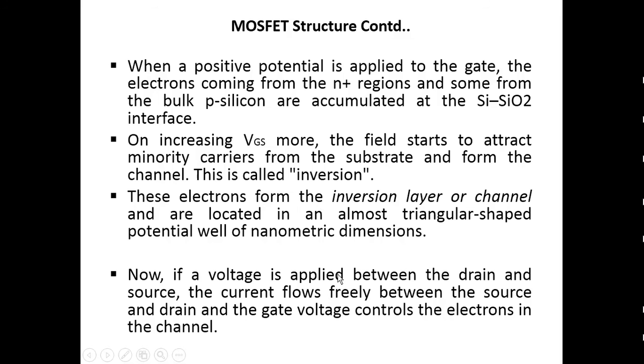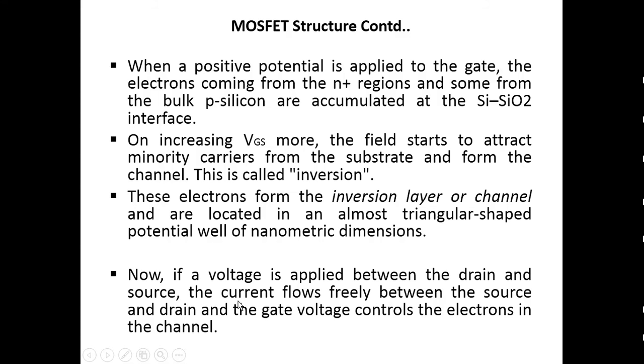Now, if a voltage is applied between the drain and source, suppose you are applying a positive voltage between drain and source, what happens? The current flows freely between the source and drain, and the gate voltage controls the electrons in the channel. Hope you follow my point.